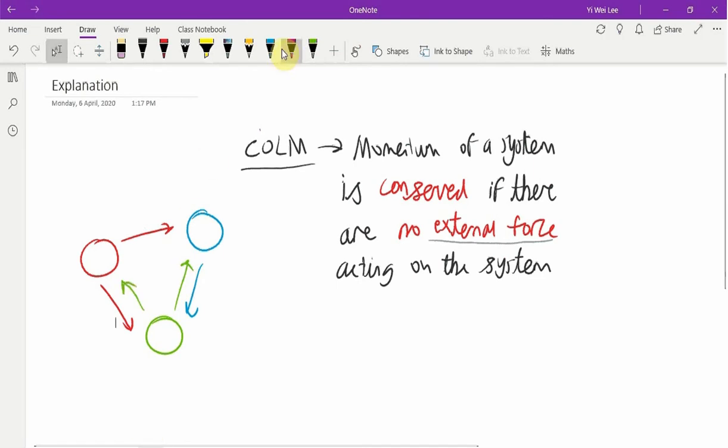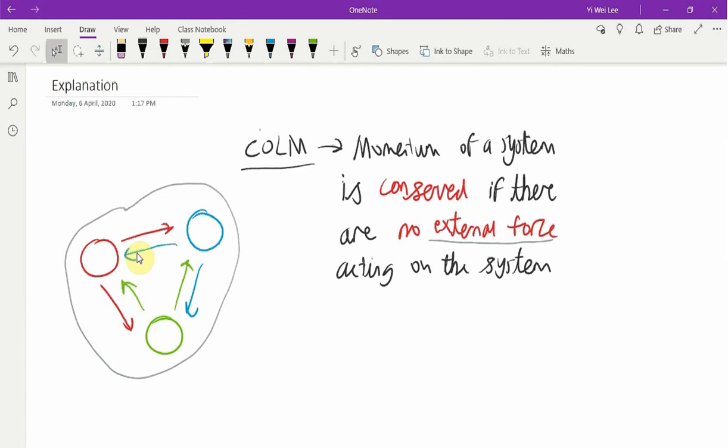Now, let's say today I were to draw my system boundary across all of the particles. In this case, it is very apparent that the particles are inside my system boundary. When all the particles are in my system boundary, I can confidently say that there are no external forces acting on this boundary, because no other particles outside the boundary act on the particles inside. So there are no external forces, which means that the momentum of the system is conserved.